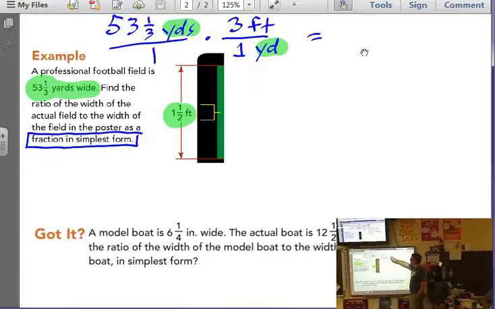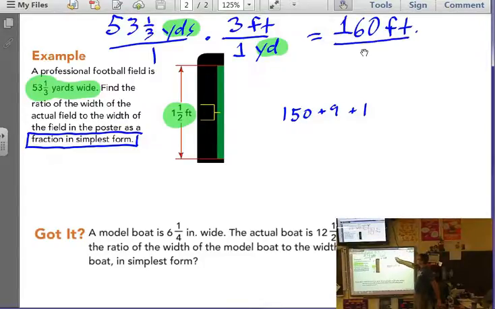So this will become, well, break this up. What's 50 times 3? 150. What's 3 times 3? 9. 1/3 times 3? 1. Add these up, and we get 160 feet over 1.